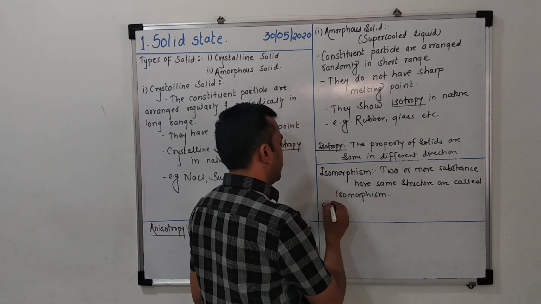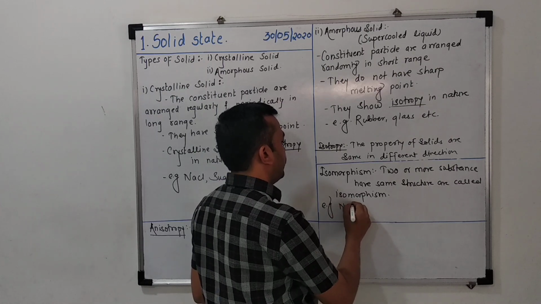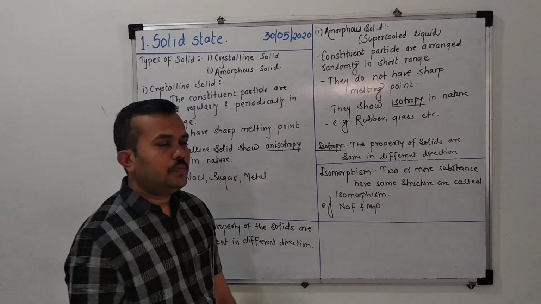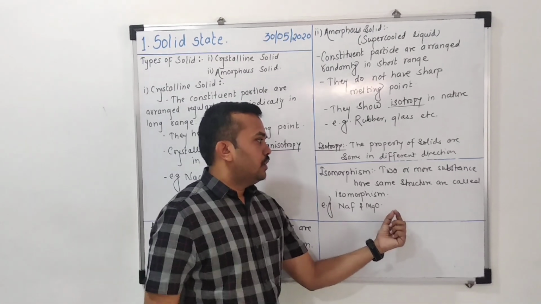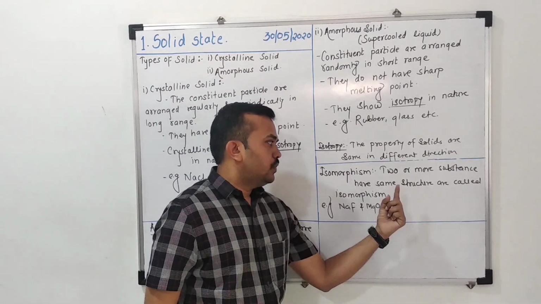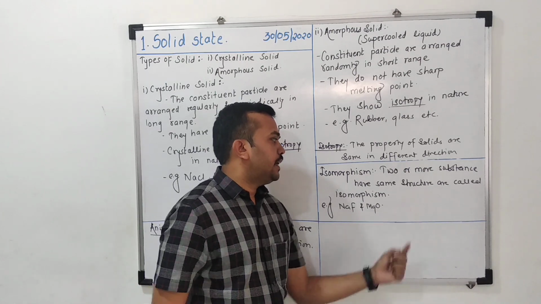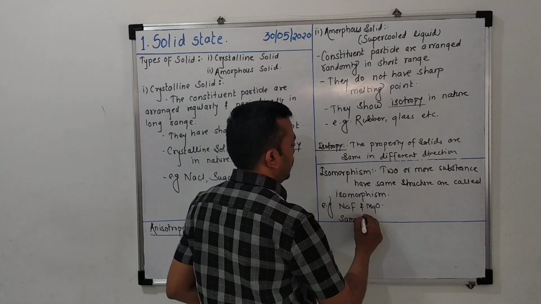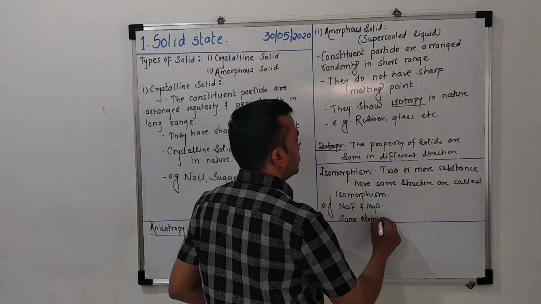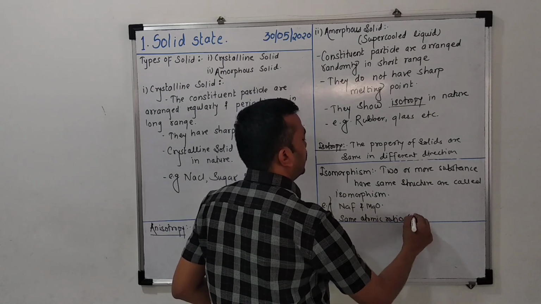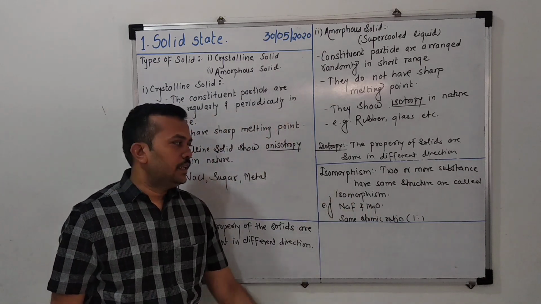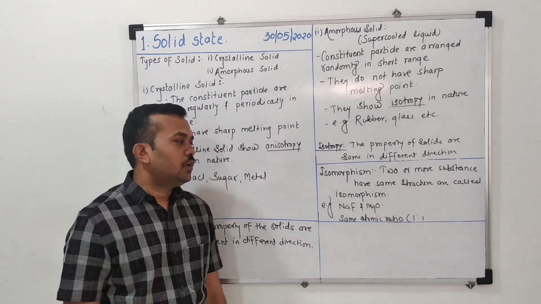For example, NaF and MgO. One more thing is that they show the same atomic ratio. क्या है? इनका एटॉमिक रेशियो सेम होता है. एटॉमिक रेशियो बोले तो 1:1. सोडियम का एटम 1 है, फ्लोरीन का भी एटम 1 है. Here also magnesium 1, oxygen 1.